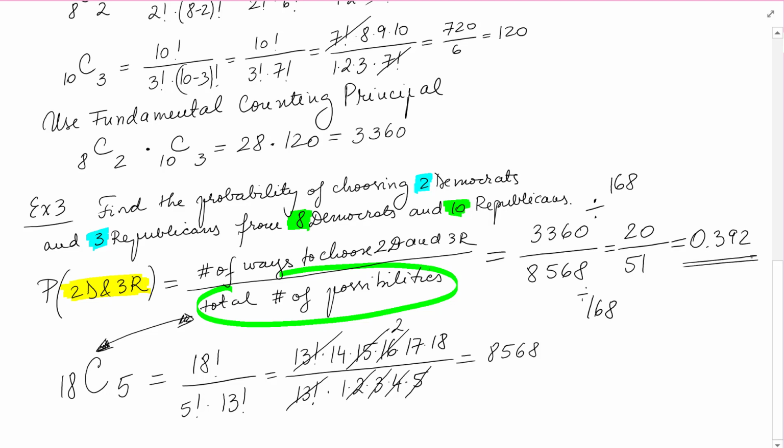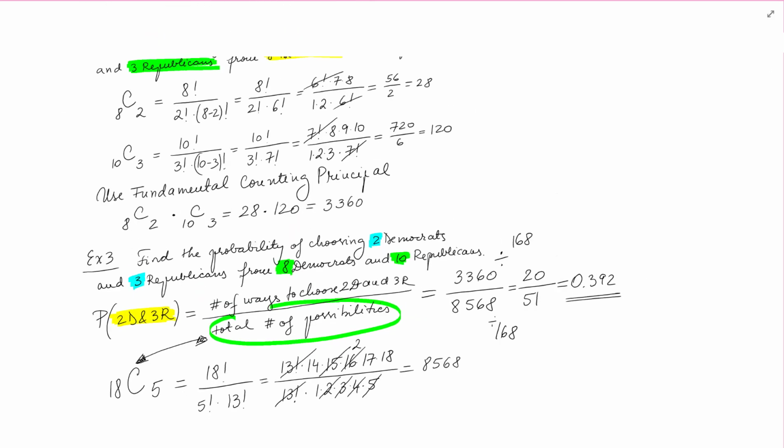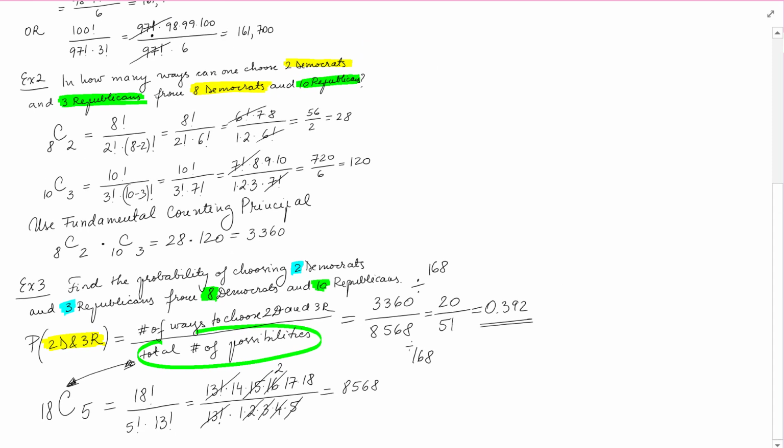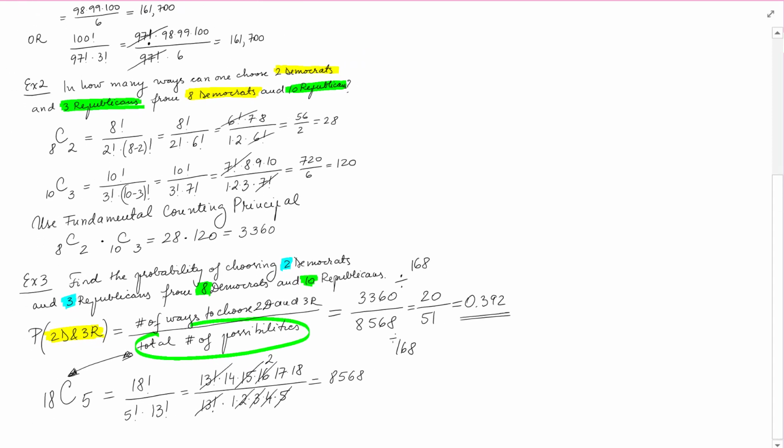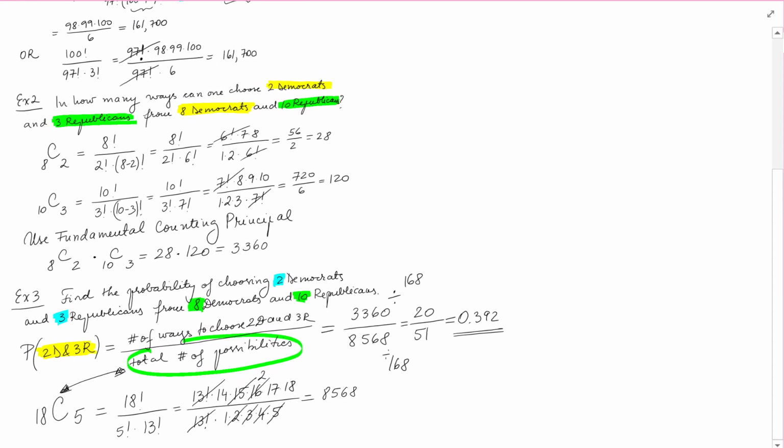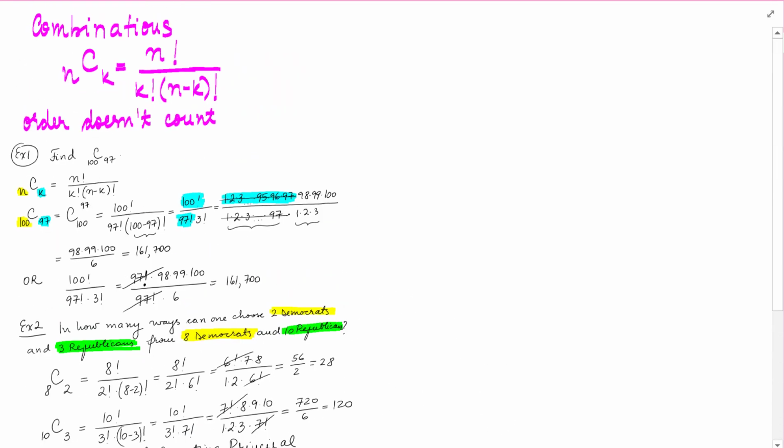Keep in mind, the probability is always a number between 0 and 1, or between 0 and 100%. And this is using the combination formula to solve the problem.